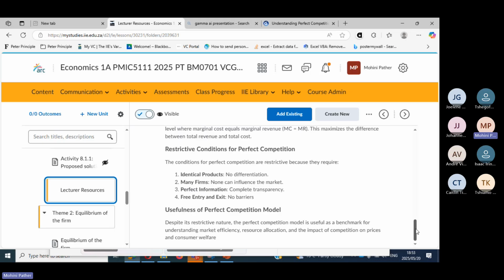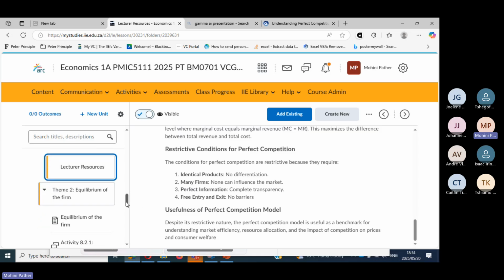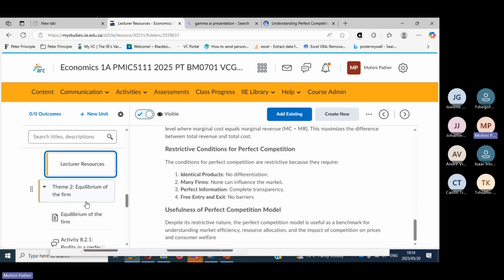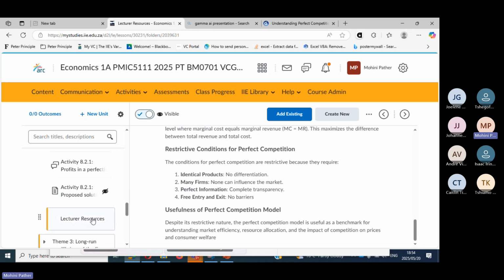All your products are homogeneous. Identical products. There's no differentiation, which means they are perfect substitutes for one another. There must be many different firms, which means that no one firm can influence the market price. There has to be perfect information, complete transparency, and no barriers to entry. Okay, so despite this restrictive model, because it focuses on efficiency of resource allocation and consumer welfare, it has some major long-run benefits.